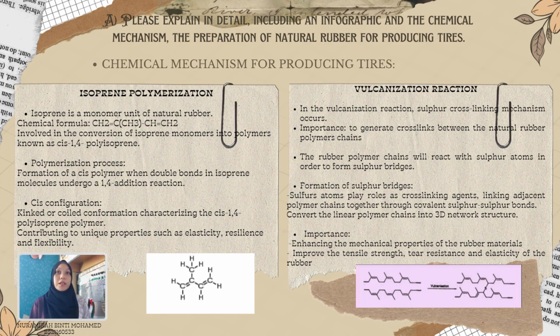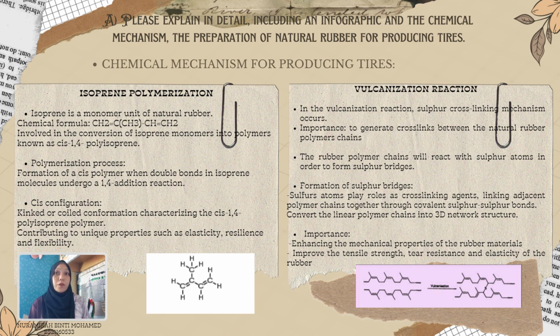For the first question is the chemical mechanism for producing tires. So in the chemical mechanism, there are two ways of producing tire. The first one is isoprene polymerization. Next one is vulcanization reaction. So basically, isoprene polymerization includes isoprene, which is a monomer unit of natural rubber.